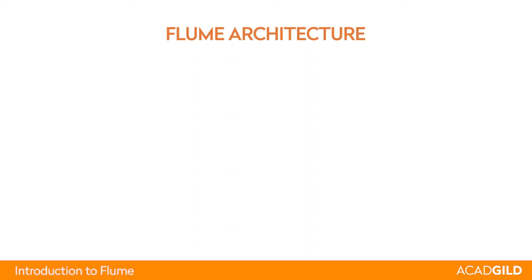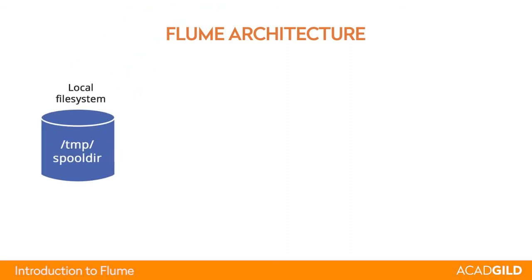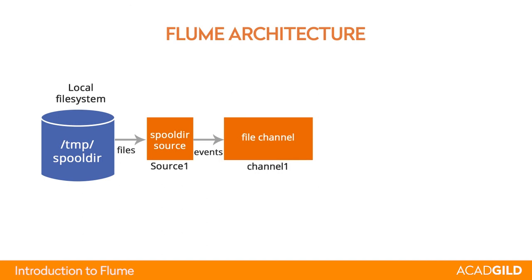Flume architecture. This explains the architecture of Flume. Suppose there is a directory in the local file system whose name is /tmp/spool_dir. It can be a different directory also. In this directory, files are coming at periodic intervals. First, the spool_dir source will check for the arrival of any new files in this directory. It will pass the events, which are essentially the messages, to the file channel, and this is one transaction of sending the data from source to the channel.